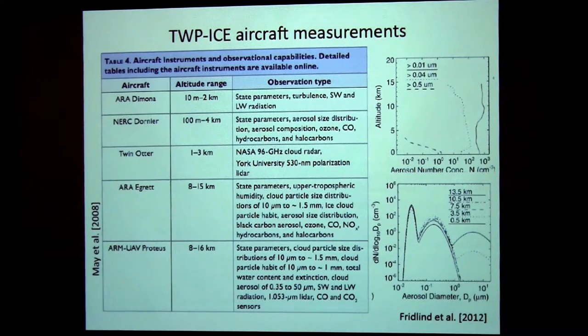Some of these were run by the active campaign, which we were lucky to have simultaneously running with TWP-ICE, because in addition to more typical things for a cloud experiment, cloud radar, cloud ice cloud particle habit, and so on, these planes, the Dornier and the Egret, also measured aerosol size distribution. It's very rare in a detailed cloud experiment covering deep convection to have aerosol information up to 15 kilometers.